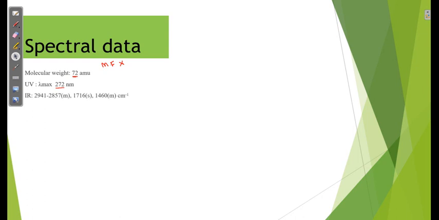From IR, the most important data is here. It is written that this is a strong signal, this is a medium signal, and this is also a medium signal. From the strong signal we will draw some conclusions. From this IR we move to the NMR. In case of NMR, all the data are very important. Whatever is written here, 2H, 3H, 3H, we will do one by one.